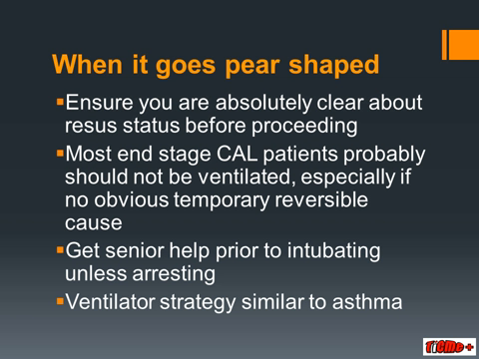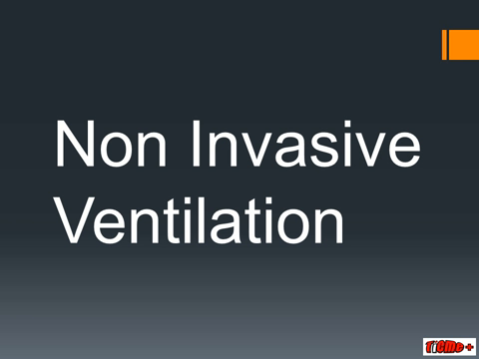It can be very difficult to intubate the hypoxic and unwell patient, so remember to get as much senior help as possible prior to intubating. When you put them on the ventilator, it's often that your troubles are just starting, but in general your ventilator strategy should be similar to that of asthma, in that you often need permissive hypercapnia, low respiratory rates, controlled tidal volumes, and low PEEP values. So let's now talk about non-invasive ventilation in detail.